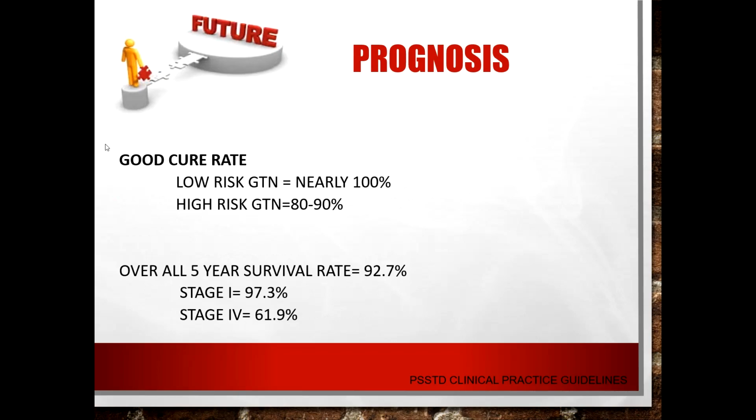So patients with GTN can be advised that they can anticipate a good cure rate. Low-risk GTN has a cure rate of nearly 100%, while high-risk GTN has a cure rate of 80 to 90%, with an overall 5-year survival rate of 92.7%.